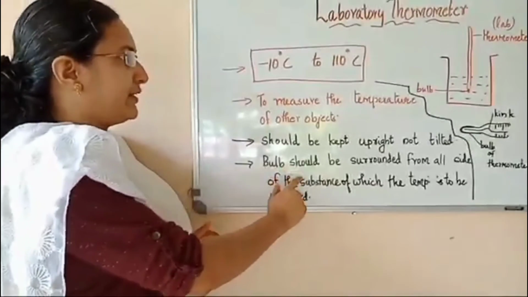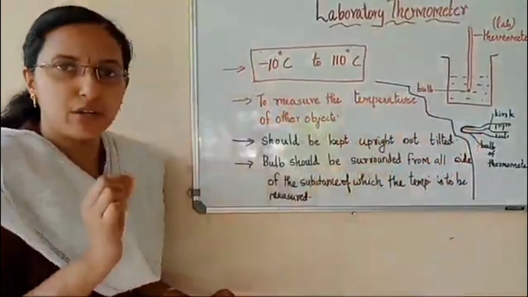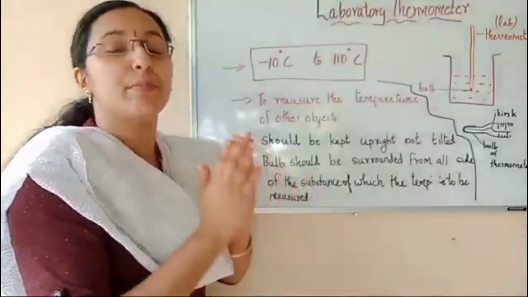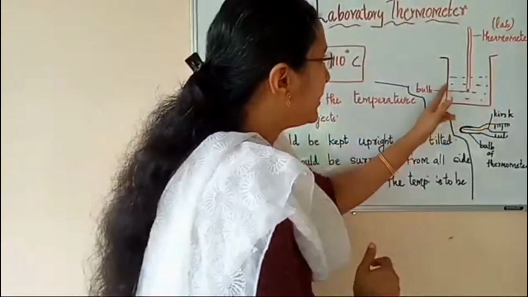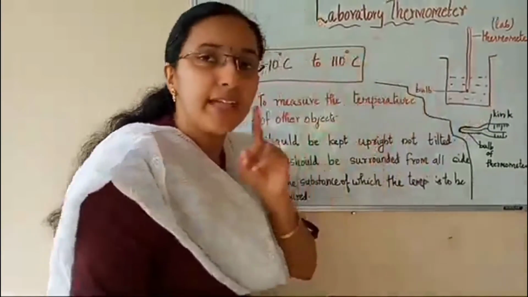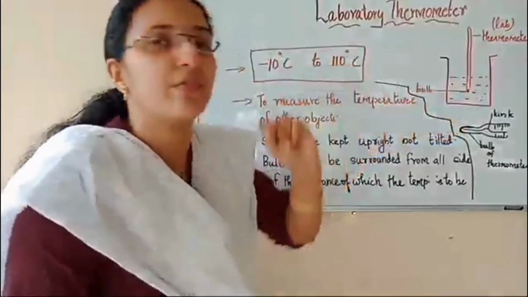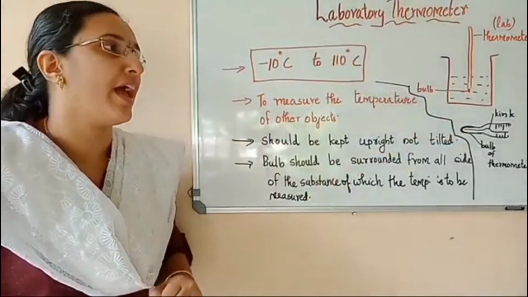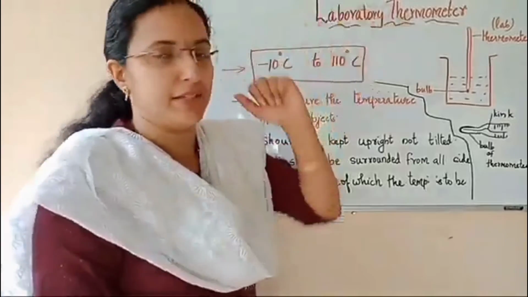The next one, the bulb. Here is the bulb. The bulb of the thermometer contains mercury. The bulb should be surrounded by the substance whose temperature we have to measure. Here we have to measure the temperature of the water, so the bulb should be surrounded by that substance. And the bulb should not touch the surface of the container also. These are the precautions we have to take while using the laboratory thermometer.